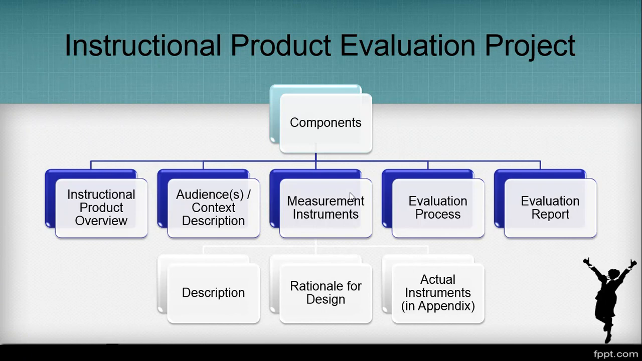And when you provide the description, what you want to do is you want to say the level 1 reaction is going to be evaluated with a survey, and the survey consists of this many questions, and the questions address this and this categories, and we're using the Likert scale of this many points, and that kind of descriptive information about your instruments. But you'll also include them in the appendix.